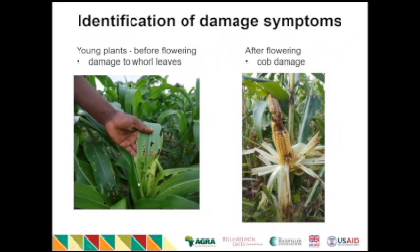This is typically the type of damage that farmers observe for the first time. So if young plants are attacked, we see leaf damage like this, which can only be a fall armyworm type of damage, because stem borers don't do this type of big holes inside leaves. If plants are attacked close to tasseling and after flowering, we get cob damage, which is caused by fall armyworm larvae that feed on the ears.